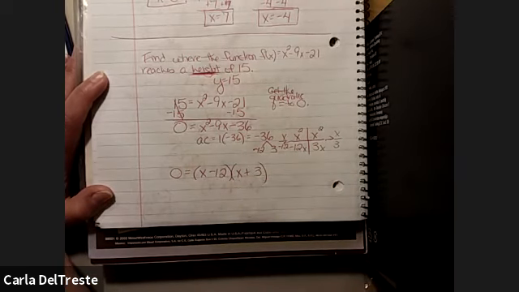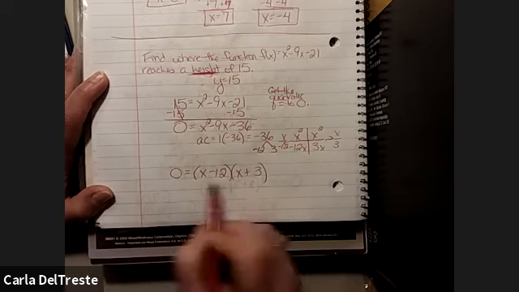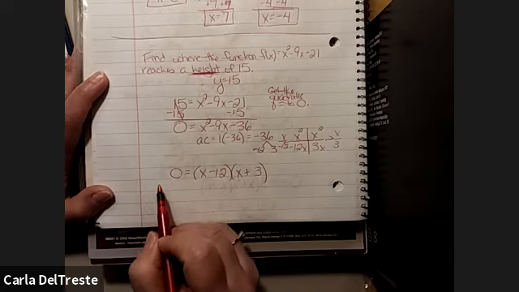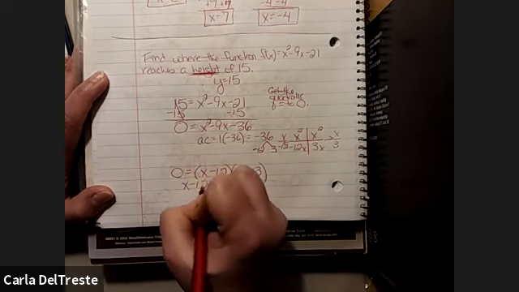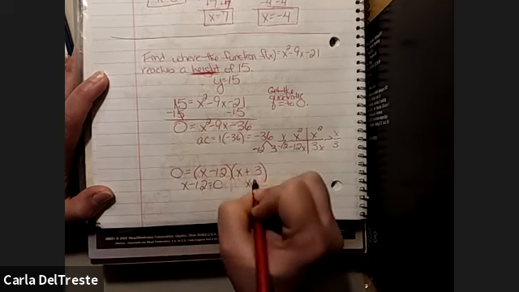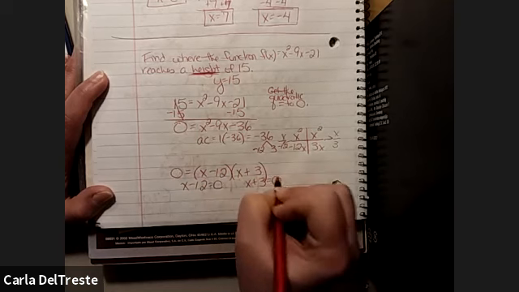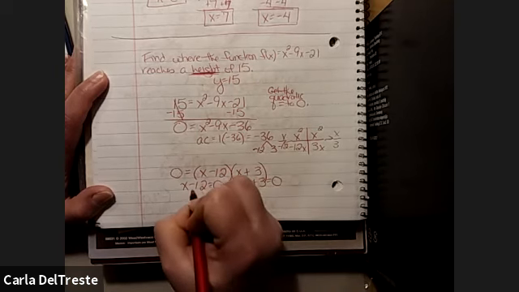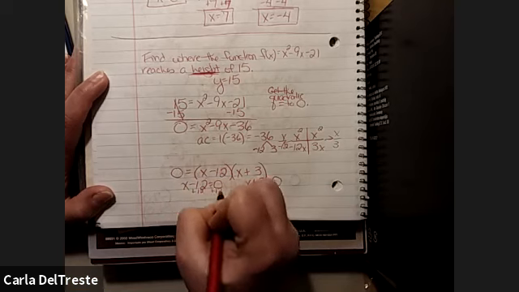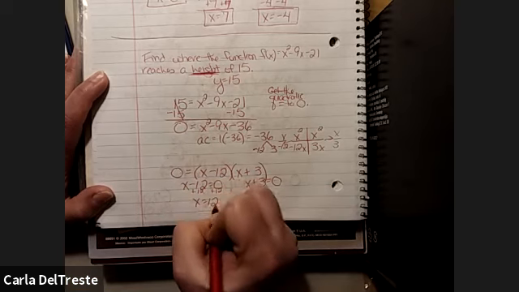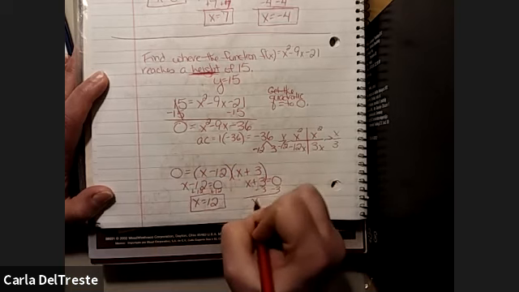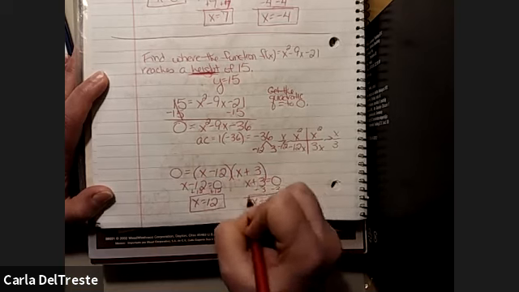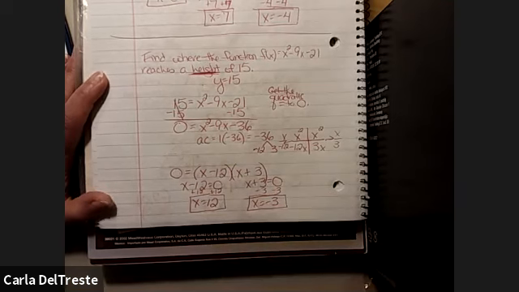And now I do have a product set equal to 0, so I can use the zero product property. Either x minus 12 equals 0 or x plus 3 equals 0. And when I solve each one, I get x equals 12 as one solution, or I get x equals negative 3 as another solution.